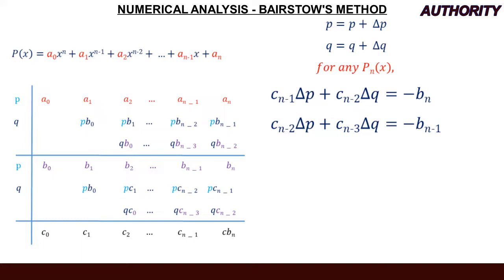Now the next one, we continue with Cn minus 2 delta P plus Cn minus 3 delta Q is equal to minus Bn minus 1.